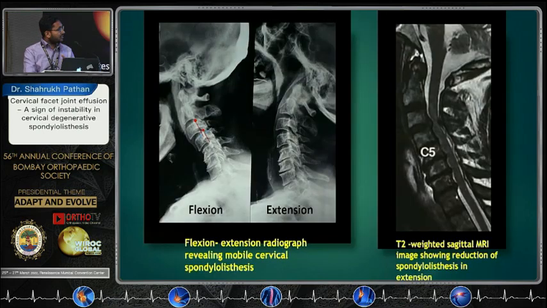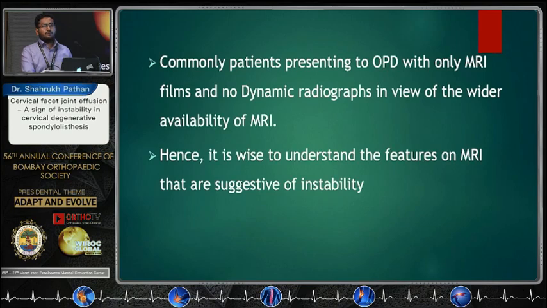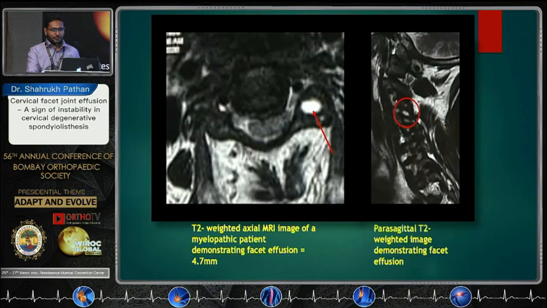As we can see on this dynamic X-ray, it is a mobile C3-4 listhesis, which on MRI is getting relieved because MRI is done in the extension position. Commonly, patients present to us in OPD with only MRI and no dynamic radiographs, so it is wise to understand the features of instability on MRI.